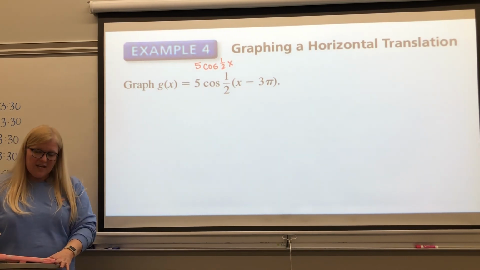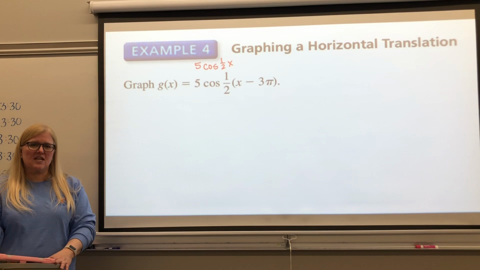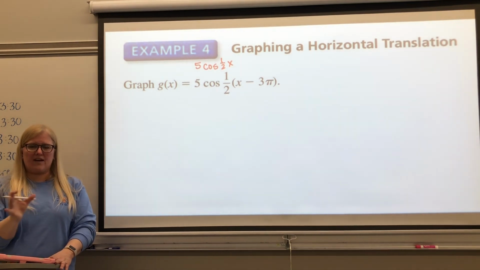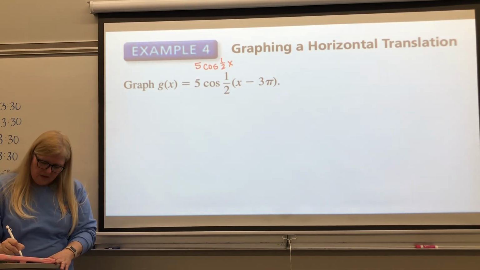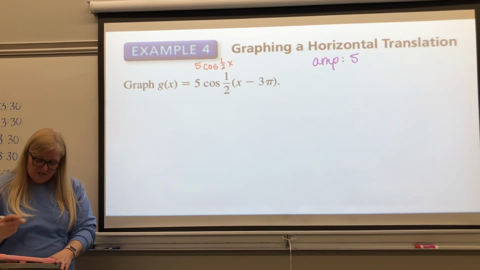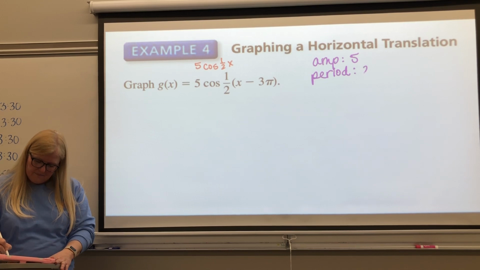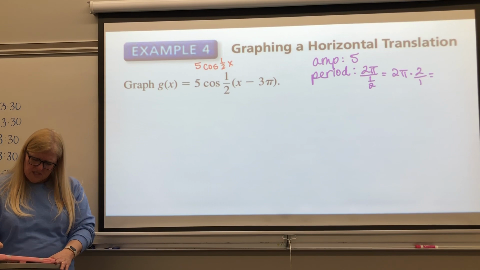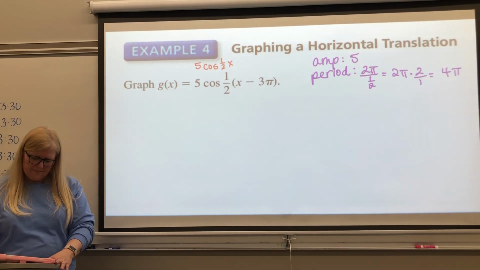Okay, and again, our amplitude and our period will stay the same whether we're moving back and forth or up and down, it doesn't matter. So our amplitude then is 5, that's quite a bit. And then our period is 2 pi over 1/2, and we had this before in the last unit. 2 pi, keep, change, flip, this equals 4 pi.